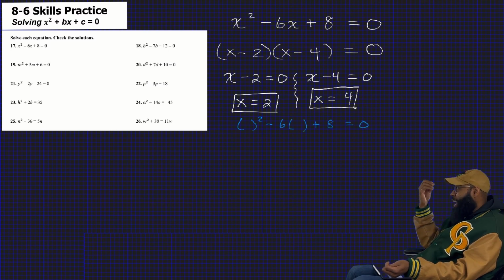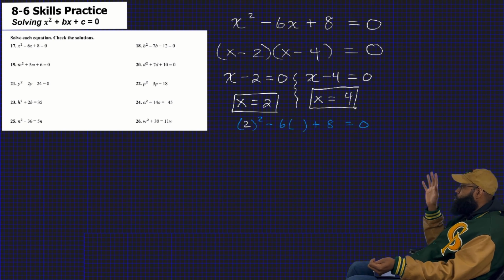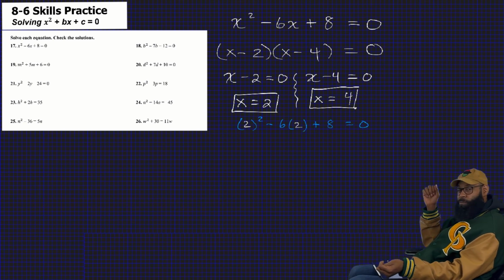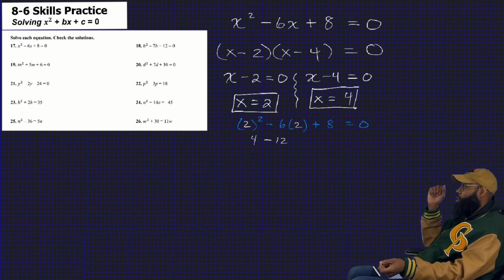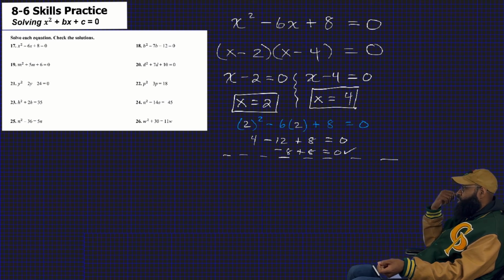So guys, checking it. If I'm saying x is equal to 2 or x is equal to 4, then let's make sure that I actually did it correctly. Plug in 2 for x: 2 squared minus 6 times 2 plus 8, 4 minus 12 plus 8, well, negative 8 plus 8 checks out. But we got two values, so now it's 4 to the second power, minus 6 times 4, plus 8 should equal 0, right?